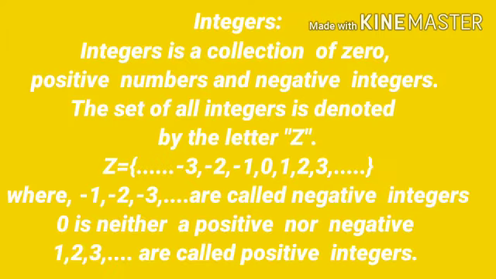Integers. Integers are a collection of numbers which consists of 0, positive numbers and negative numbers. The set of all integers is denoted by the letter capital Z. That is, Z = -3, -2, -1, 0, 1, 2, 3 and so on. Where 1, 2, 3 are called positive integers, 0 is neither a positive nor a negative integer, and -1, -2, -3 are called negative integers.